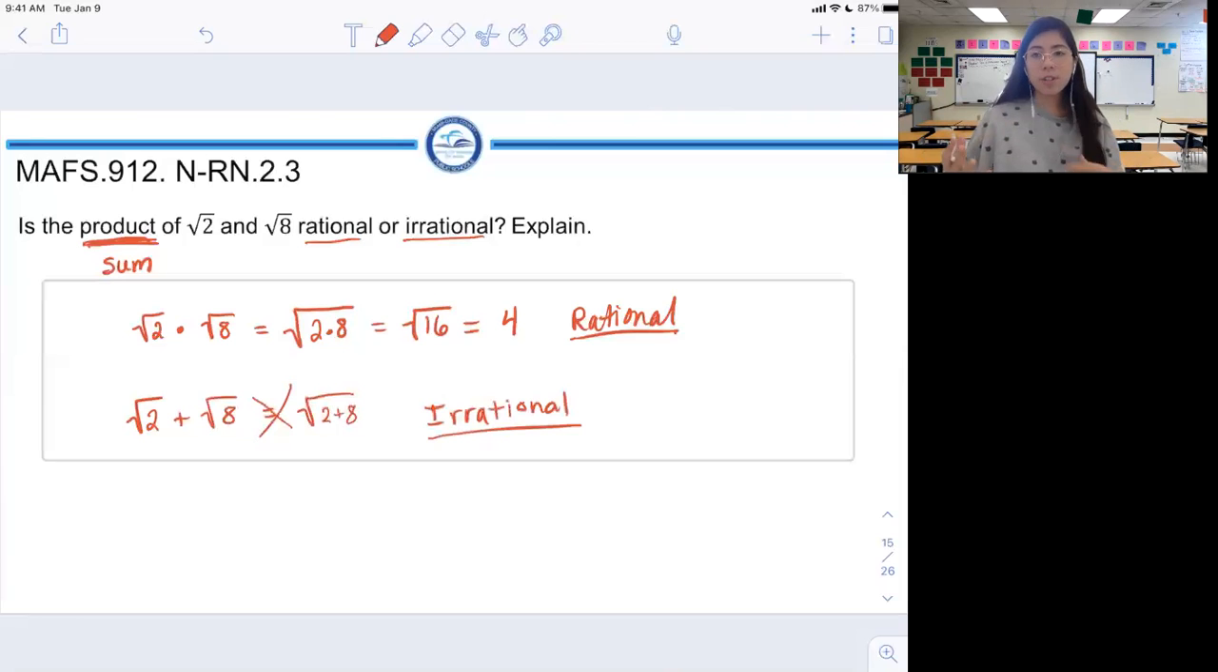So this question was to show you that it could go either way. When you have two irrational numbers, it could go either way, and you kind of have to test it out each time just to check. Questions on rational versus irrational?